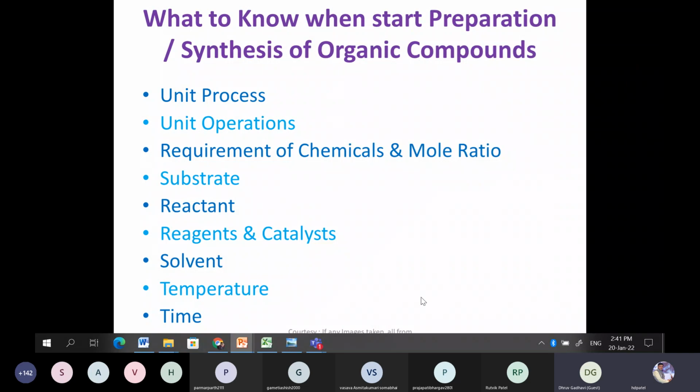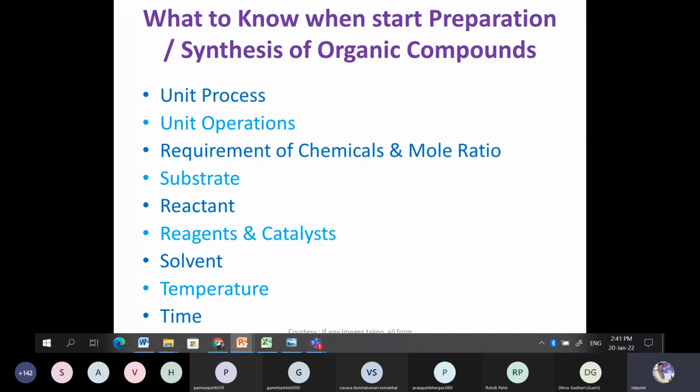Can't we say substrate as in some sort of binding site or something, like enzyme substrate? Here we are talking about organic preparation and reaction. In reaction, the substrate means the substance on which the reaction will take place. The meaning of one word in a different field may differ.